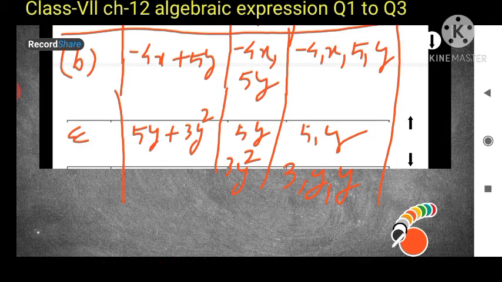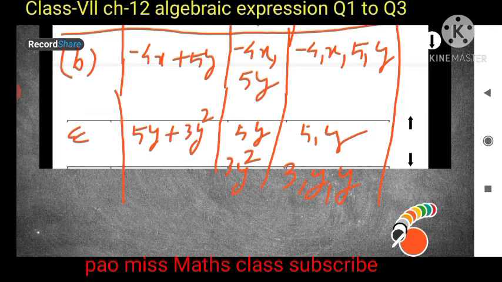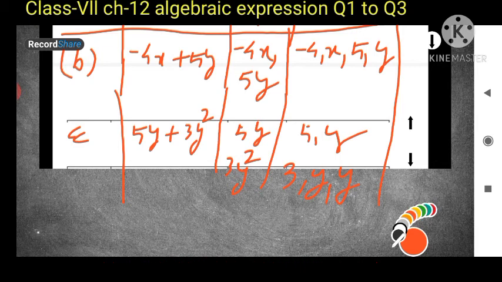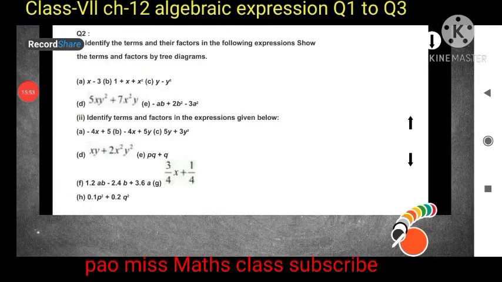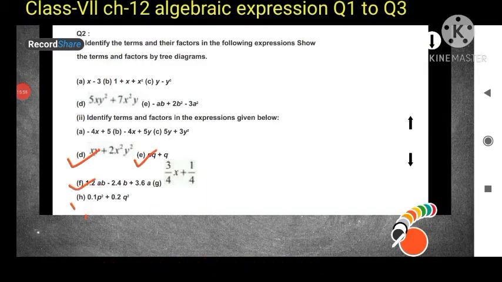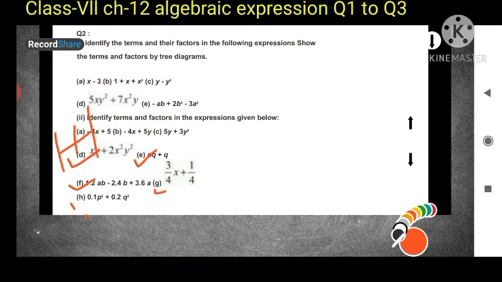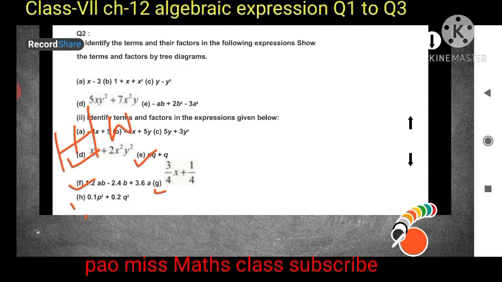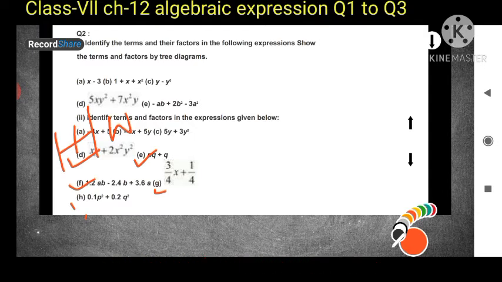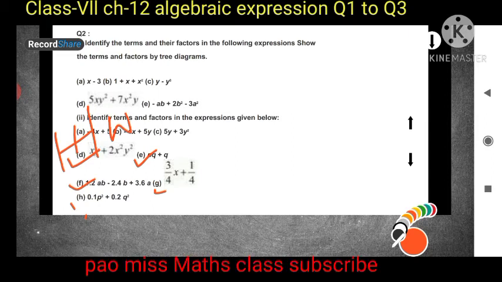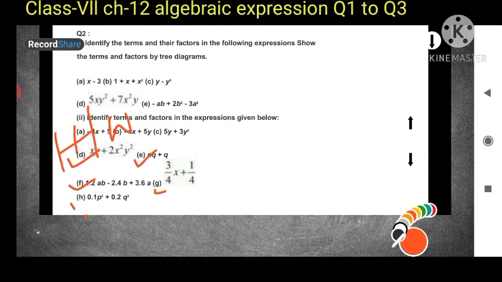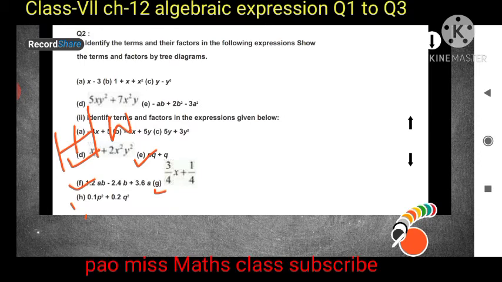Now the remaining questions, D, E, F, G, H, I will show you. These questions will be your homework. First you draw the table as I have drawn, and just below it you insert all these homework questions also. Any doubt you can ask me. What we have to do here is write their terms and their factors.